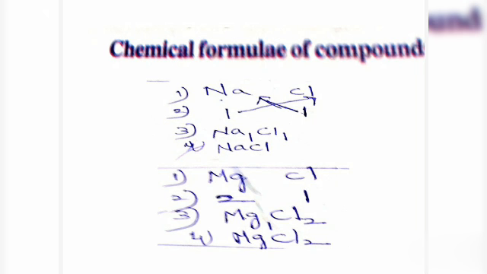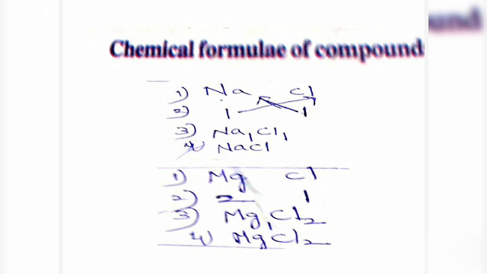So what is the meaning of formula? A chemical formula is the shorthand representation of a compound in terms of its symbols and subscript numbers. Formula is the shorthand representation of a compound using the symbols of the elements and their subscript numbers.